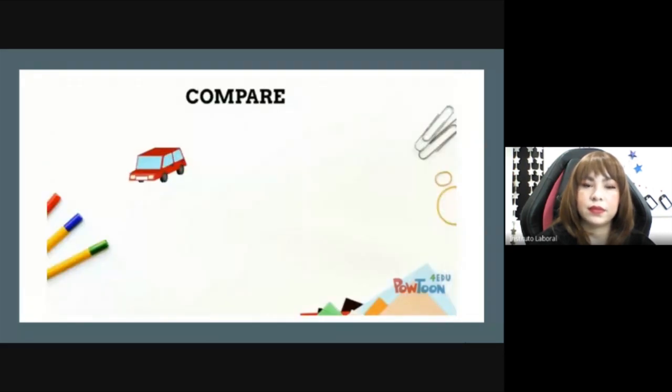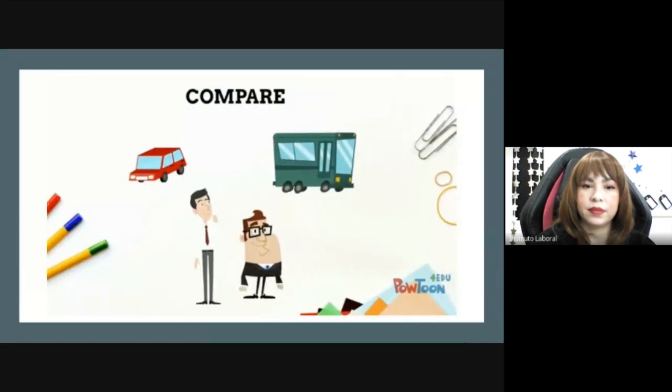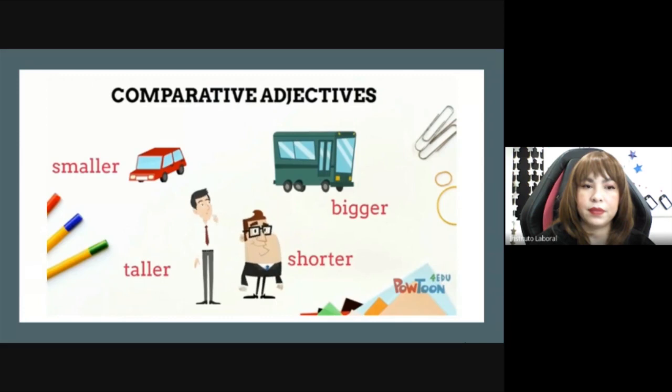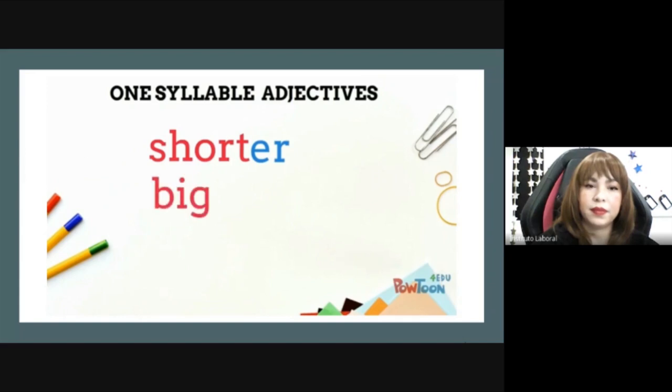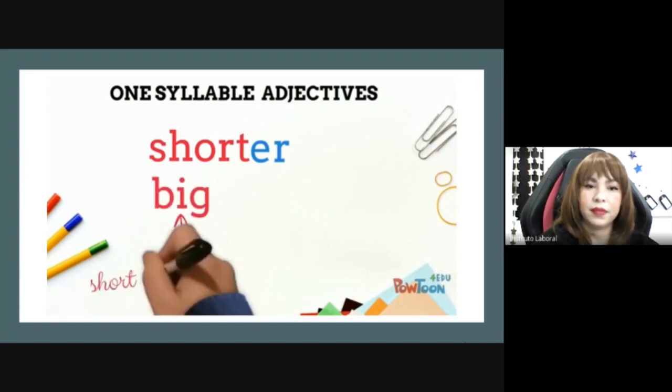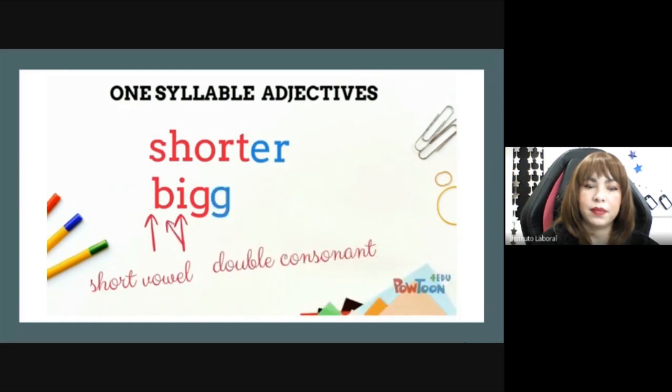We often need to compare different things and people. And to do this, we use comparative adjectives. For example, small, big, tall, shorter. If the adjective has only one syllable, we make its comparative form with the suffix -er: short, shorter. And if the adjective has a short vowel and a consonant at the end, we need to double the consonant. Big, bigger.